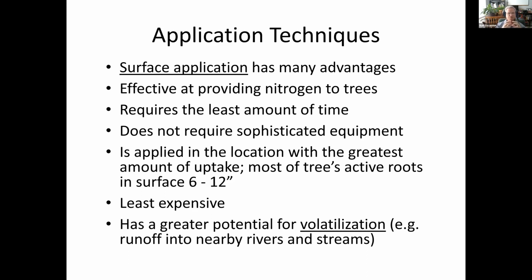It's applied in the location with the greatest amount of uptake. The tree roots are going to be right there at the surface, because remember, that's where there's air and moisture, which are the two things required for root development. So you're going to put it right there in the upper 6 to 12 inches. It's the least expensive. However, it has a greater potential of volatilization, or it could run off. So they have here, in other words, runoff in the nearby rivers and streams, but volatilization has more to do with it getting into the atmosphere. And so anytime you have it on the surface, you're either going to lose it on runoff, or you could lose a bunch of it to the atmosphere.